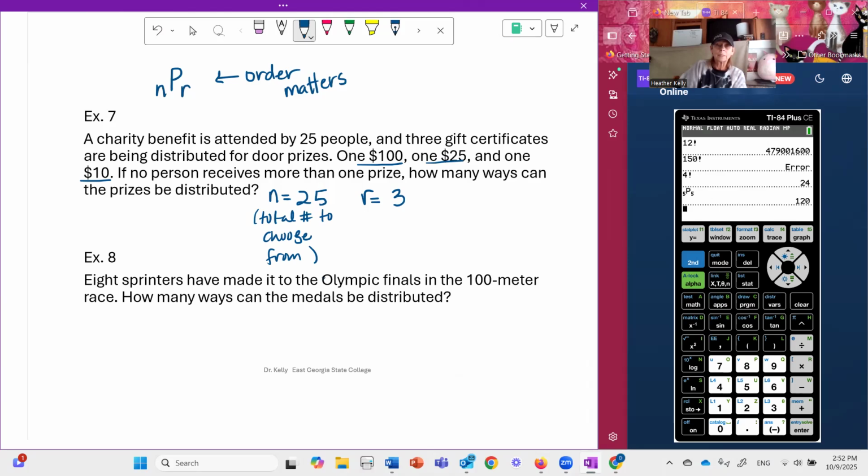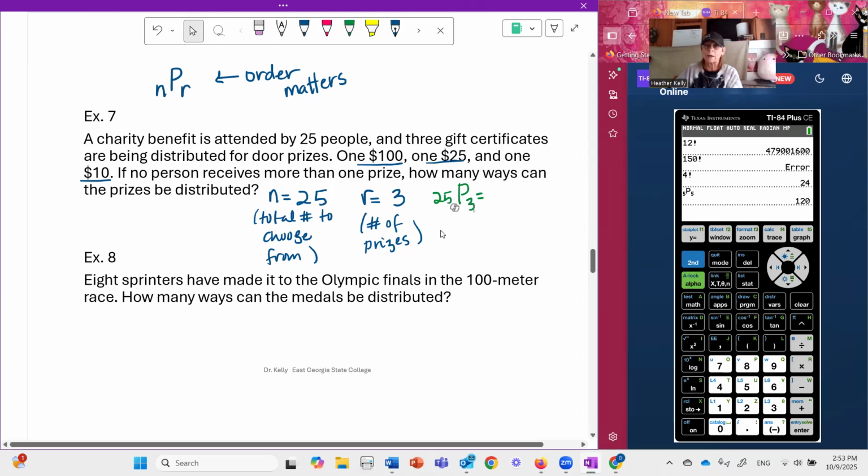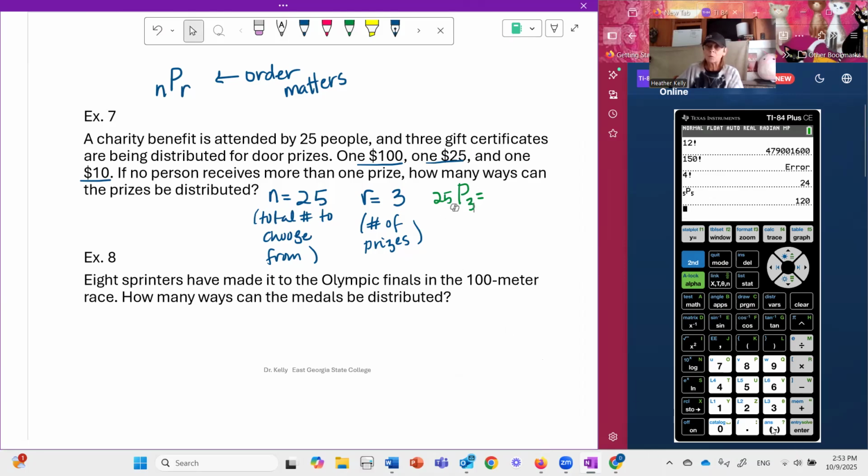And 3 is because that is the number of prizes. Okay, so when we put that all together, we're going to have 25P3. Let's get that answer here. First things first, you have to put that first number in. So I'm going to say 25, and then I'm going to hit math.